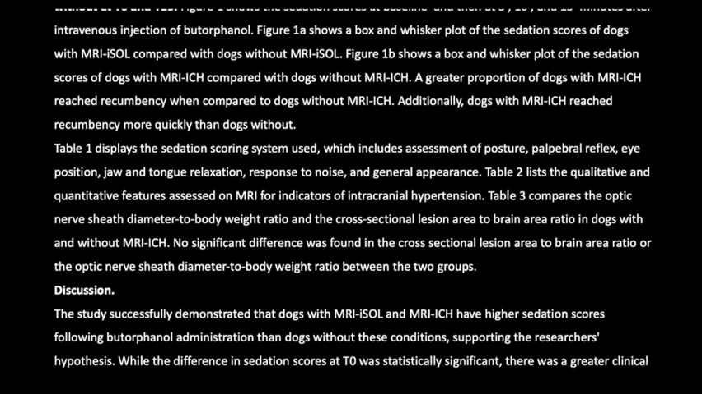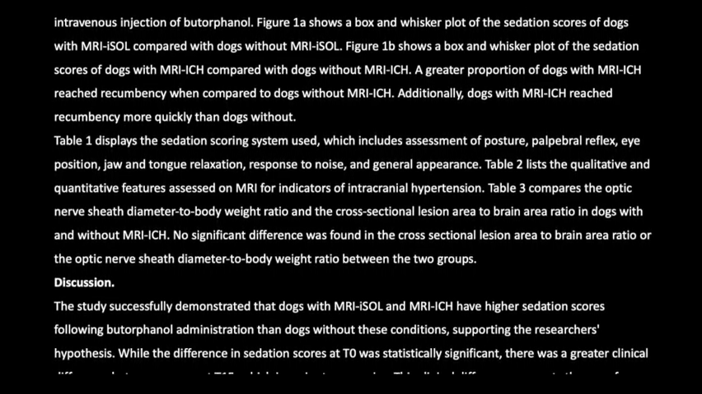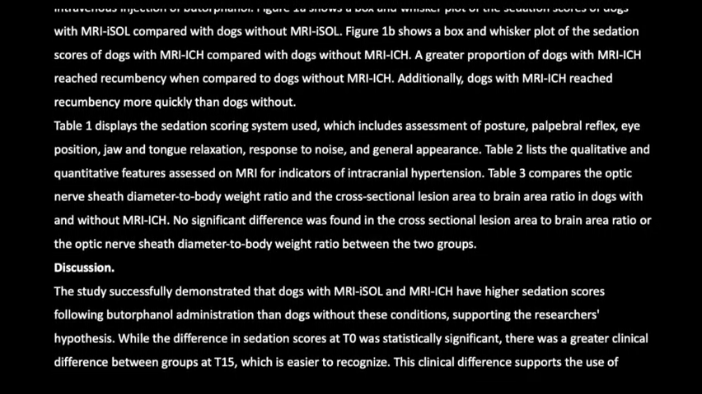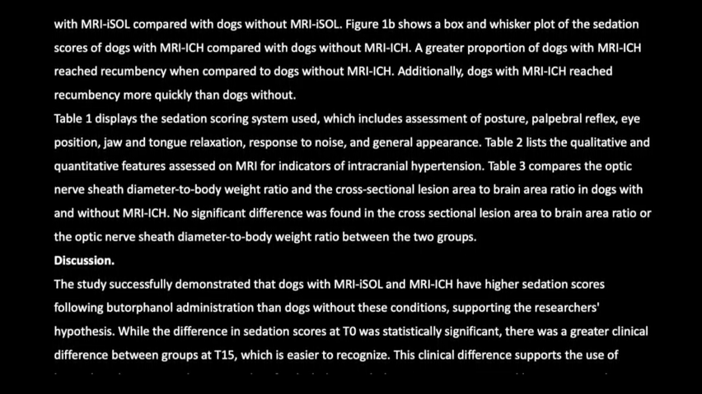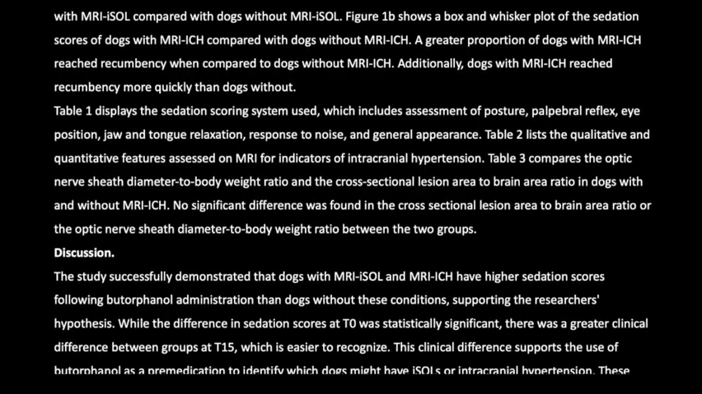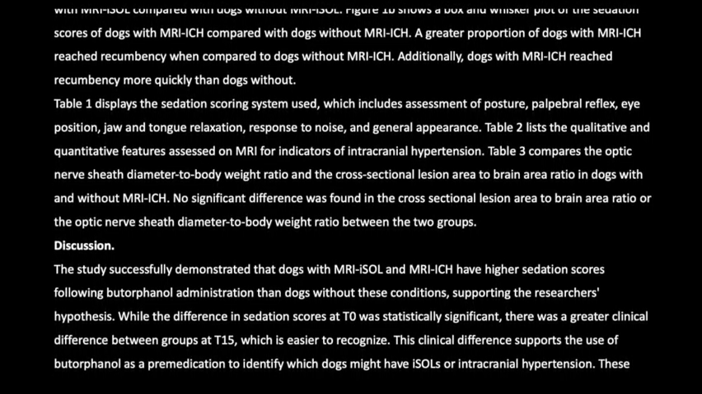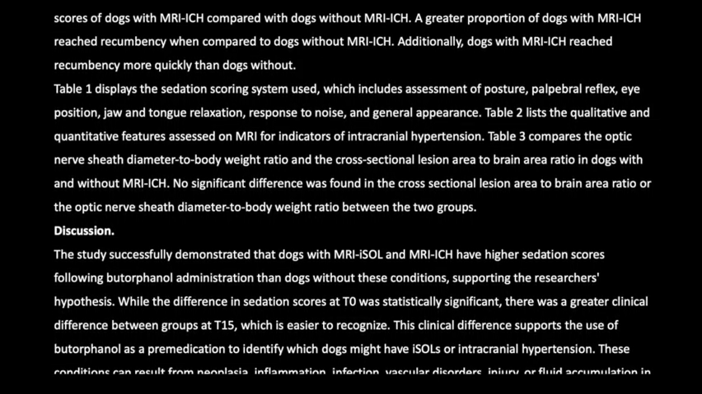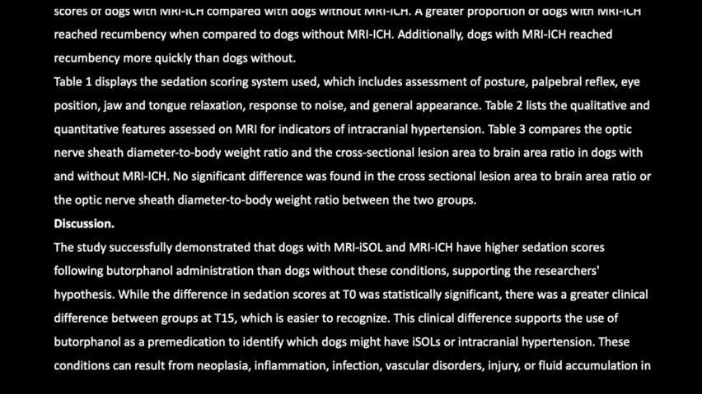Table 3 compares the optic nerve sheath diameter to body weight ratio and the cross-sectional lesion area to brain area ratio in dogs with and without MRI-ICH. No significant difference was found in the cross-sectional lesion area to brain area ratio or the optic nerve sheath diameter to body weight ratio between the two groups.